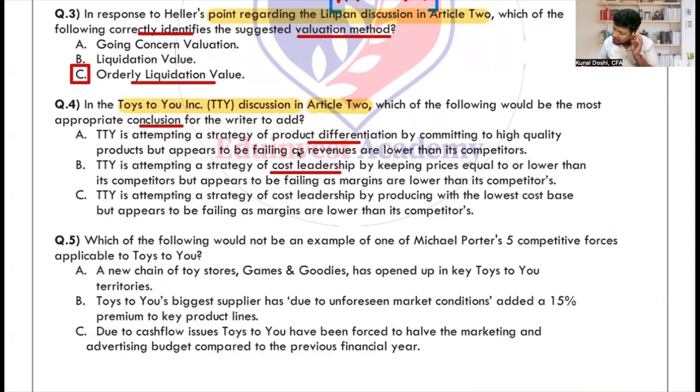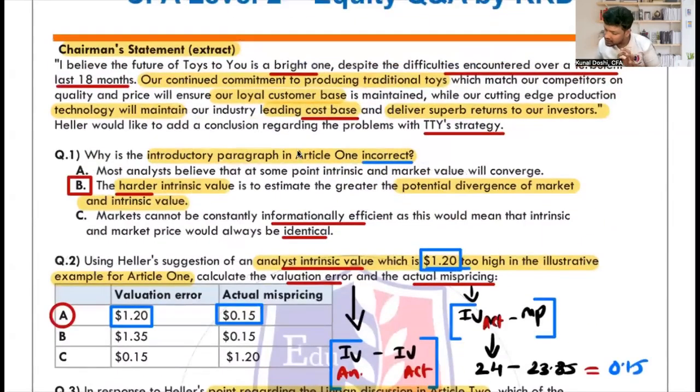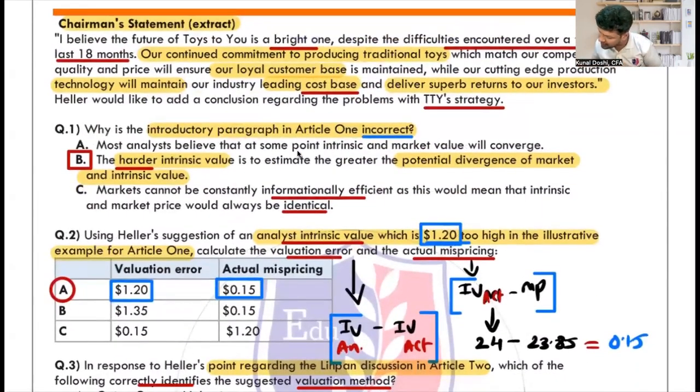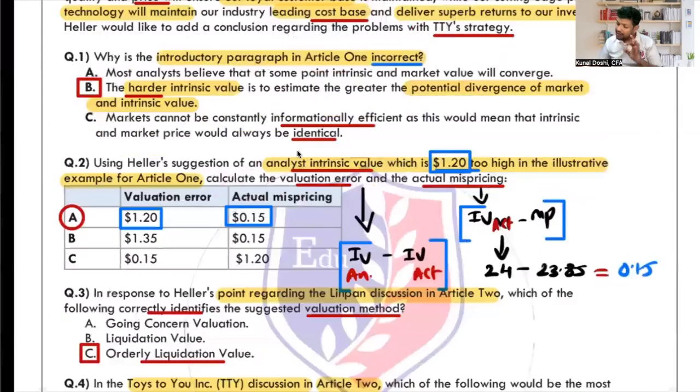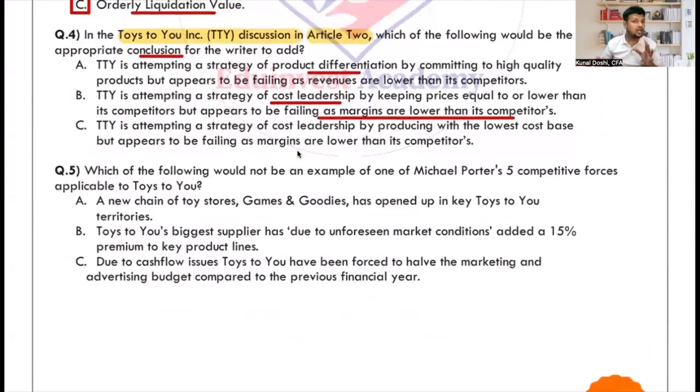competitors, but appears to be failing as margins are lower than the competitors'. So, while matching our competitors on quality and price, now it is trying to match. Okay, they are saying it is trying to keep the prices equal or lower. Now, we don't know whether it is lower or equal.